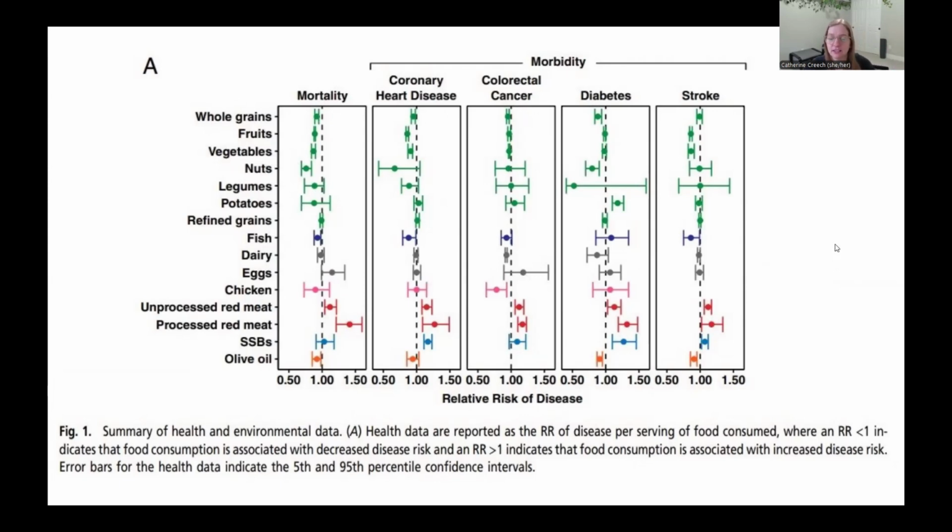The different colors indicate what type of food it is. So plant products are green, fish is purple, we have gray for dairy, pink for chicken, red for red meat, blue for sugar-sweetened beverages, and orange for olive oil. So take a moment, pause the video, check it out, find your general trends.